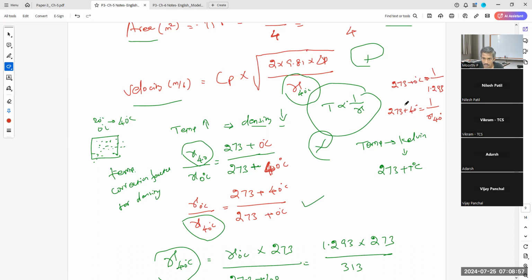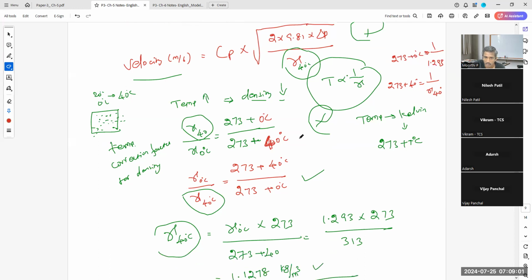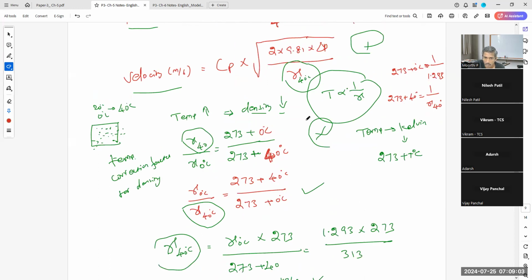Yes, sir. Then you have to equal this value. How to equal? 273, 0 degree Celsius. Here you draw the diagram on a line. 273 plus 0 degree Celsius. This is okay. Next, 273 plus 40 degree Celsius equal to the value coming downside.